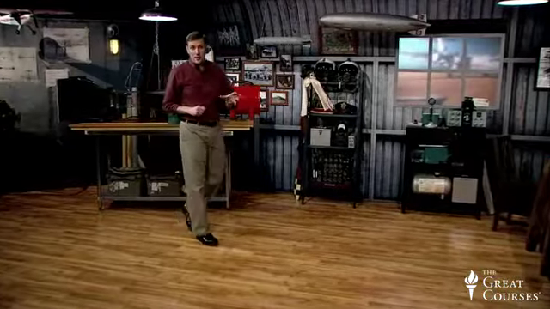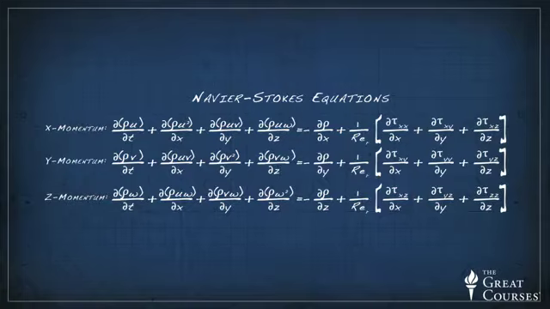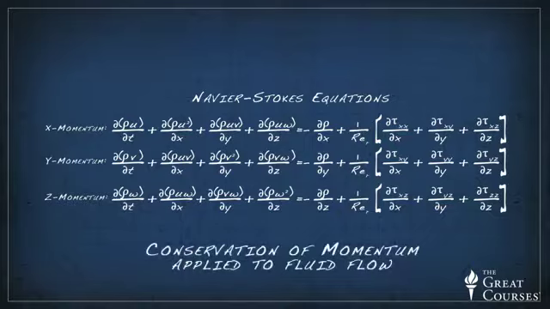Conservation of momentum is at the core of the famous Navier-Stokes equations for fluid flow. This set of three equations, one for each dimension, was developed independently by Claude-Louis Navier and George Stokes in the 1800s. They describe the principle of conservation of momentum applied to fluid flow.